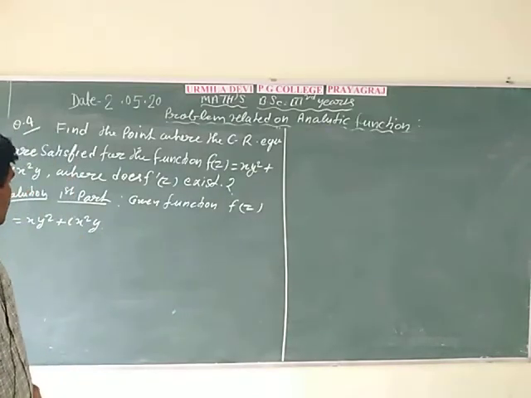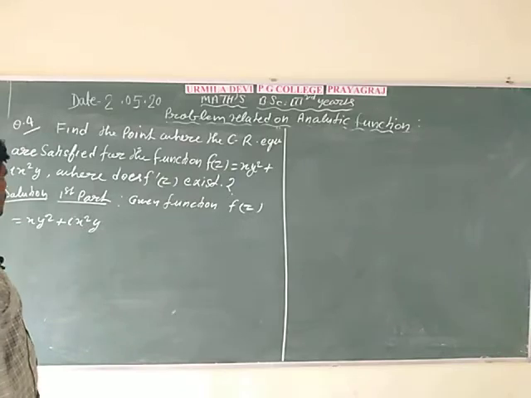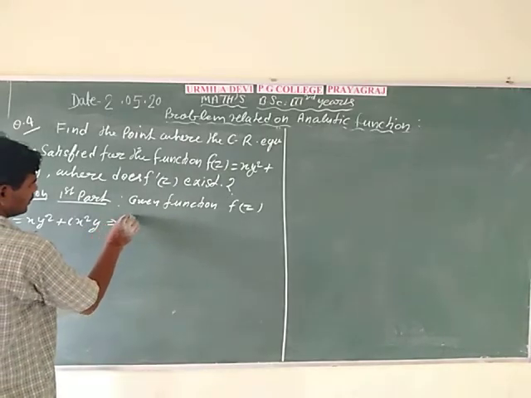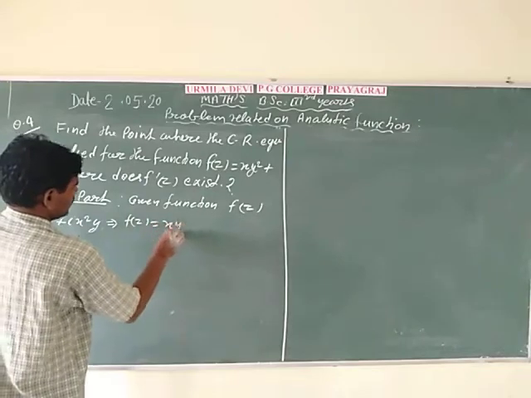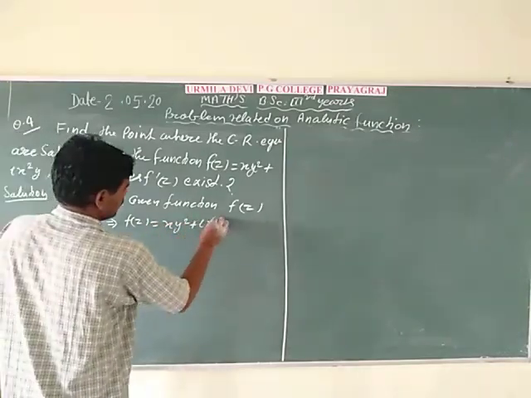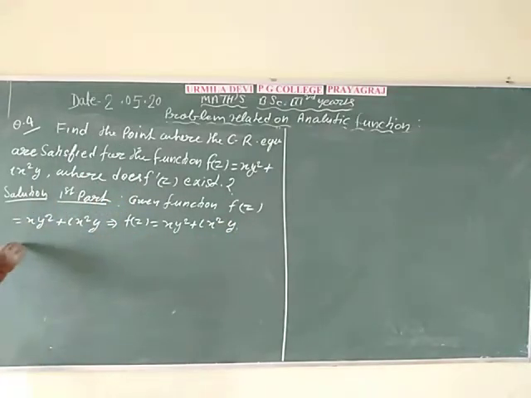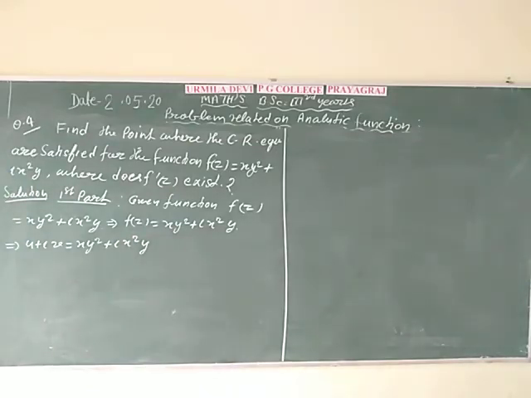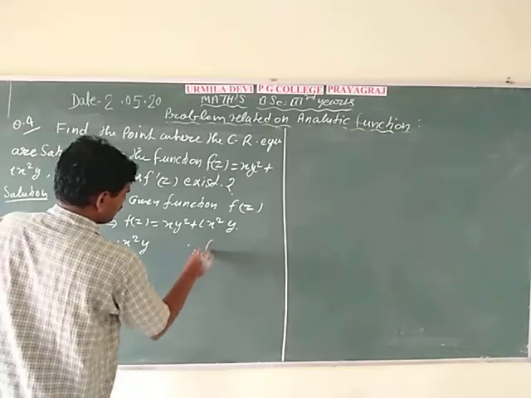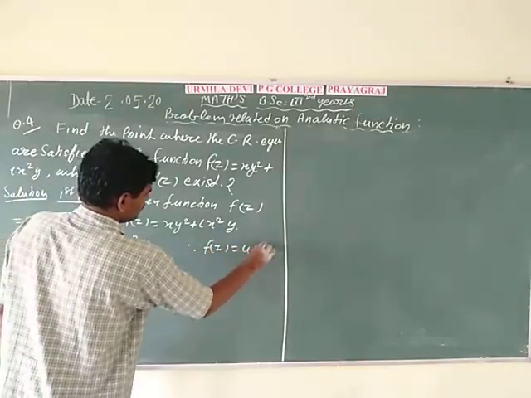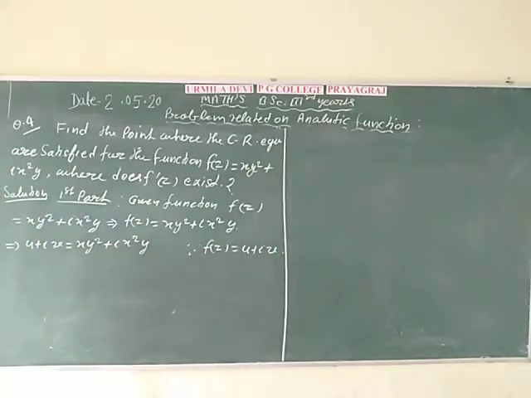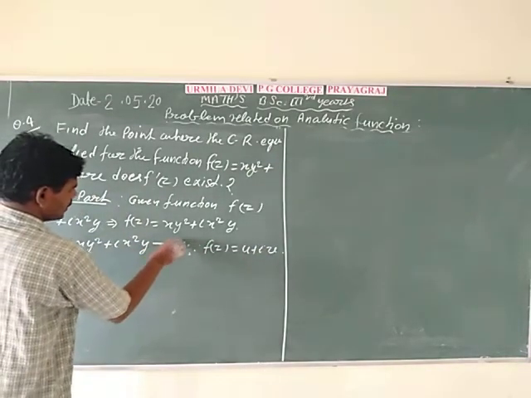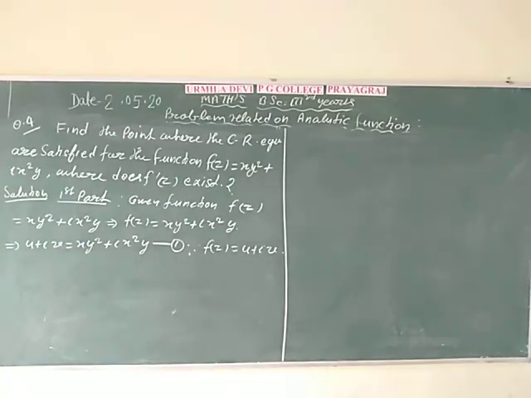For this purpose, putting the value of f(z), we get f(z) = xy² + i x²y. Putting this in, u + iv = xy² + i x²y, because f(z) = u + iv. This is represented as equation 1. In equation 1, compare the real and imaginary parts.